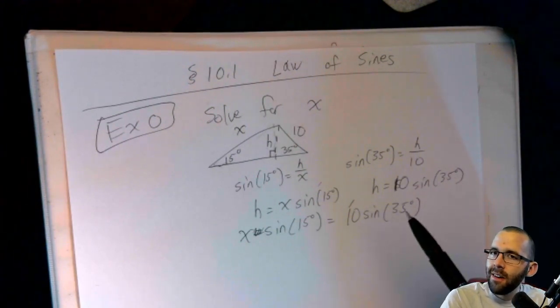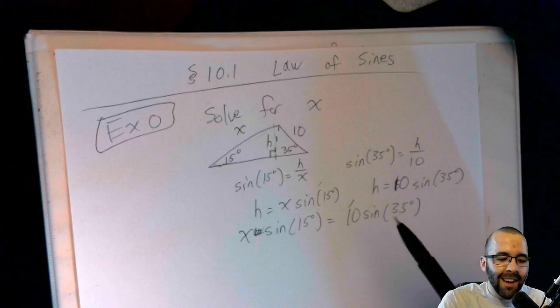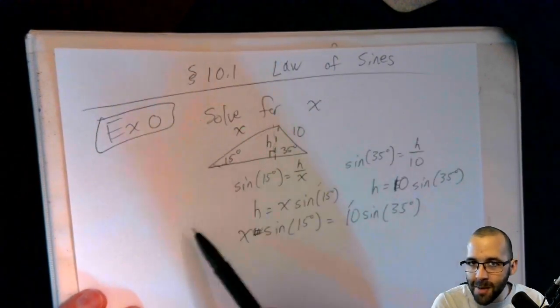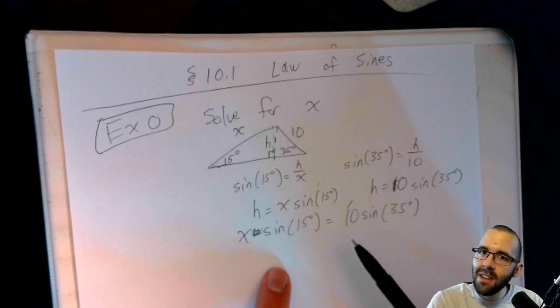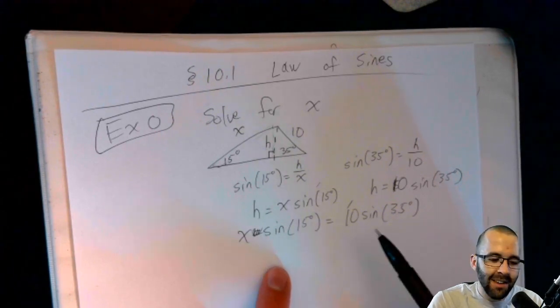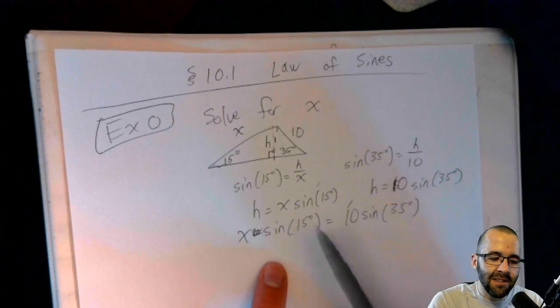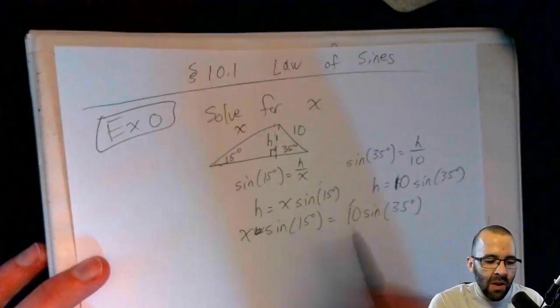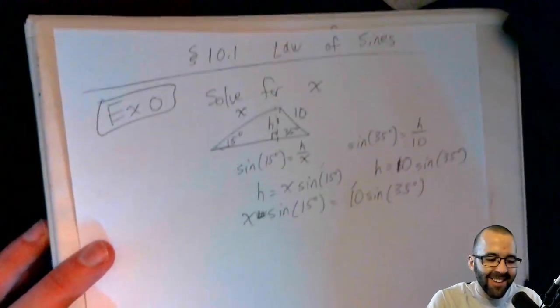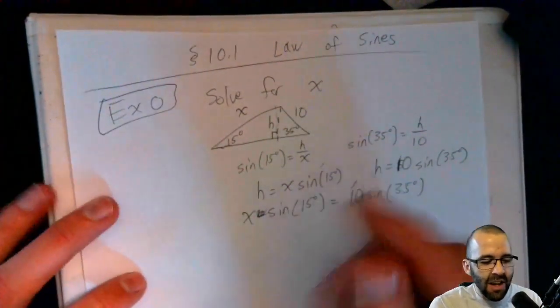I tricked you all just now. You thought we were just doing a random problem, but in actuality, we just derived the law of sines. This is essentially the law of sines. So let's introduce the law of sines, and I'll show you why we just did it. Okay? So the law of sines.